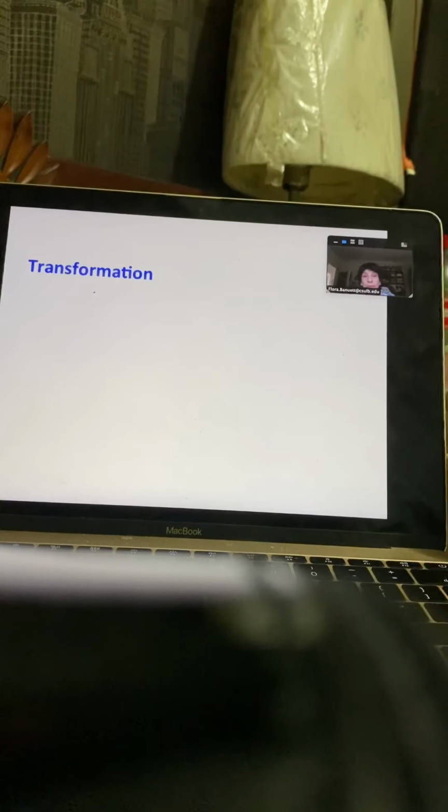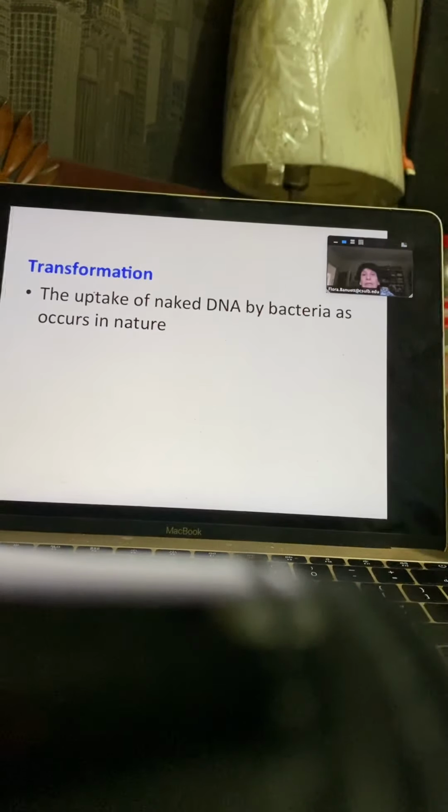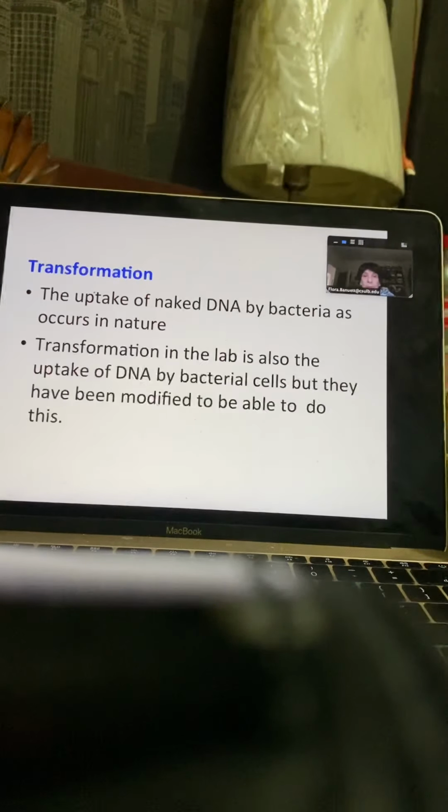And transformation, as it occurs in nature, is the uptake of naked DNA by bacteria. Okay, this is an active process that requires proteins that reside in the membrane of the bacterial cell. And of course, you can do it in the lab, but the bacteria have to be modified to do this. So in nature, there are bacteria, though not all bacteria are capable of doing this in nature. They have to be naturally competent. And then when you do this in the lab, you make them competent by treatments with chemicals.